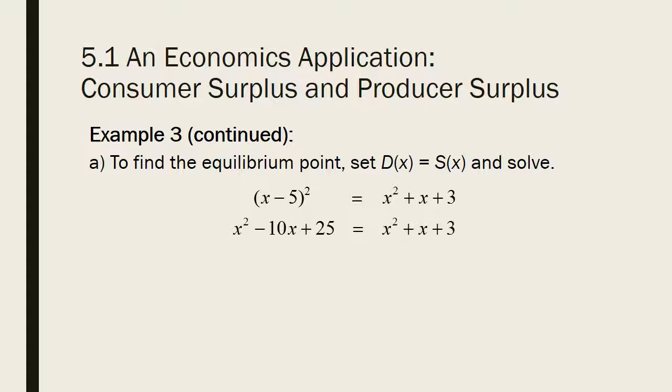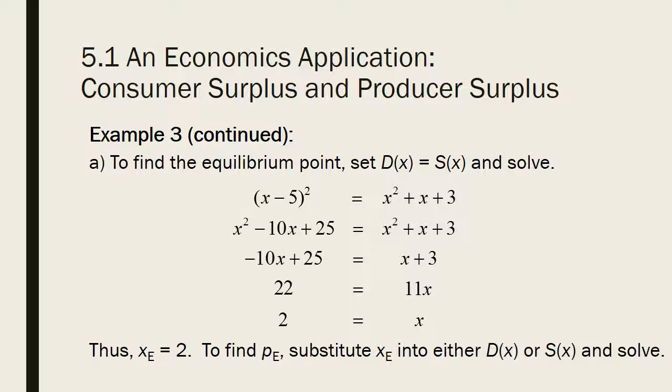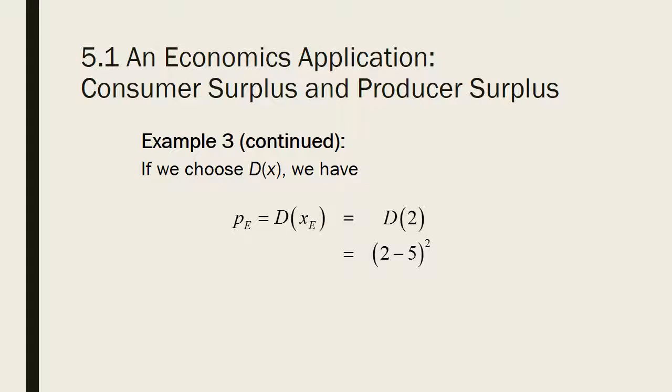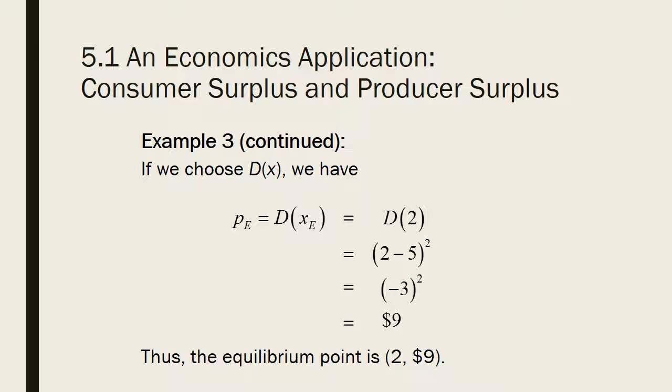So the first thing we do is set the two equations equal to each other and solve, and you should have gotten that x is 2. Then you're going to want to take that and put it back into either supply or demand and find out what the price is. And we get $9. So our equilibrium point is 2 items for $9 per item.